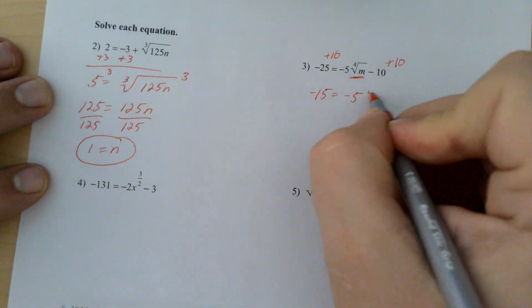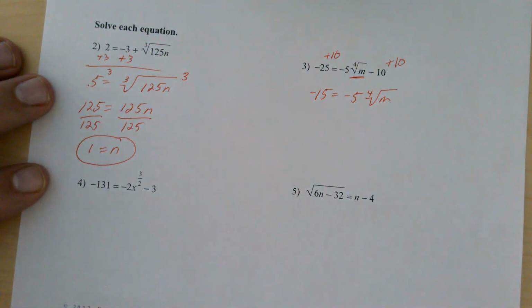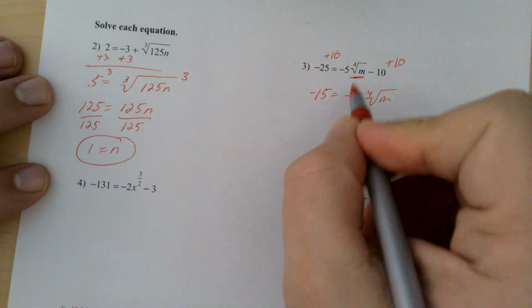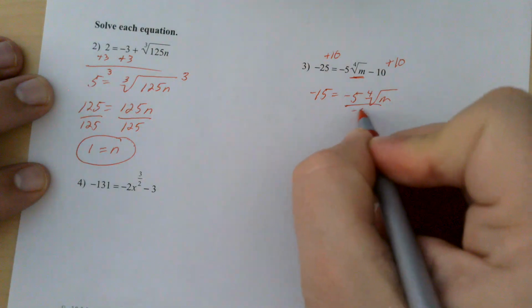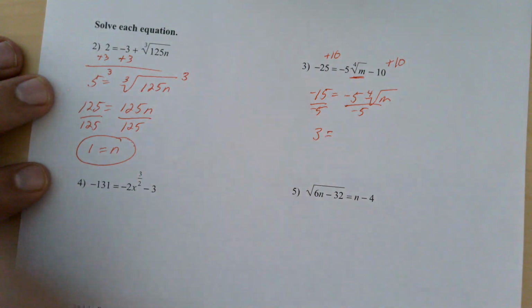I have a negative 5 in front, and then the 4th root of n. I am not ready to raise to the 4th power yet because I can divide by negative 5. I must get rid of this outside number. It's not in parentheses, so I'm going to divide. It turns into a 3 on the left.